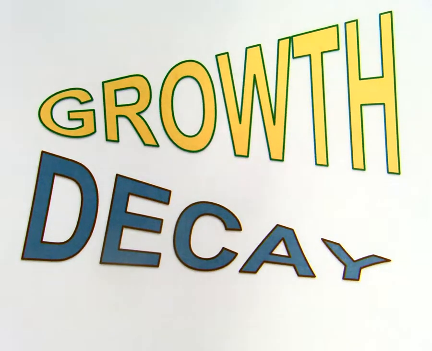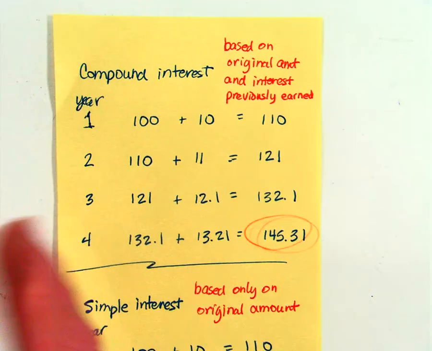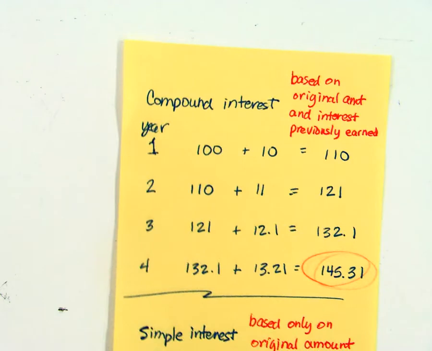This is an Algebra 1 lesson on exponential growth and decay. We'll talk first about interest, say in a bank account, something like that.